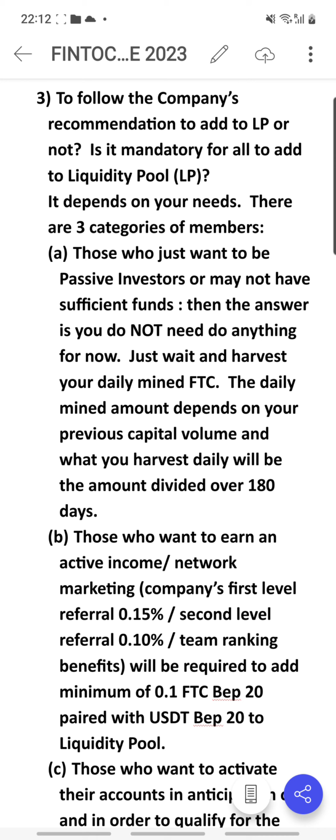It really depends on what. The A group, you are a passive investor. That means you have no downlines, you have no teams. You are pretty much on your own and you're just wanting to earn from your mined FTCs so that you can sell out. Okay, so since you have no downlines, you have no teams, and you're just a passive investor, then you are literally not required to do anything to the liquidity pool.